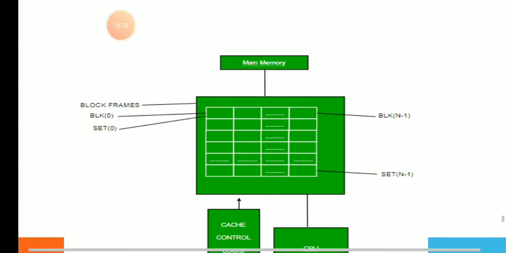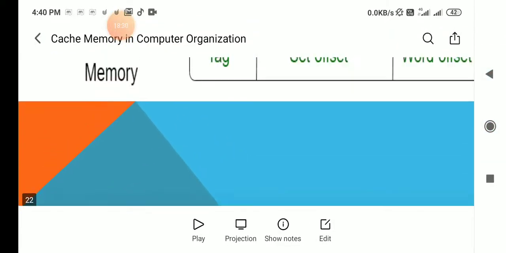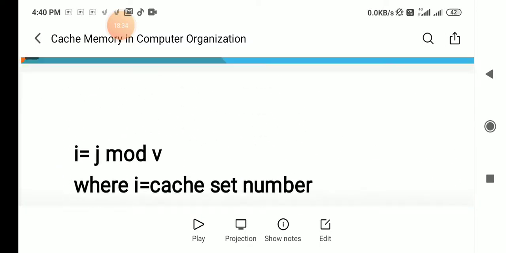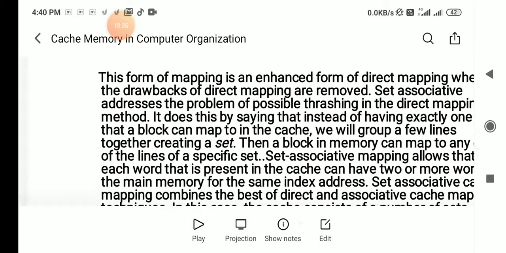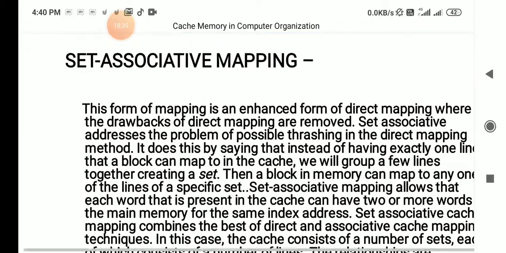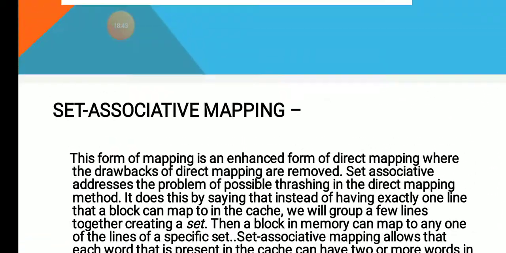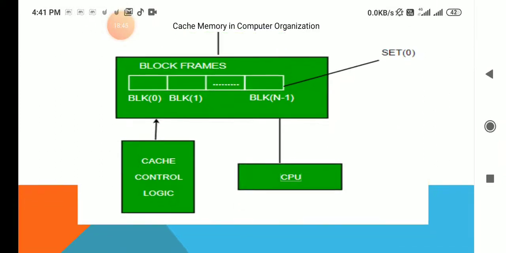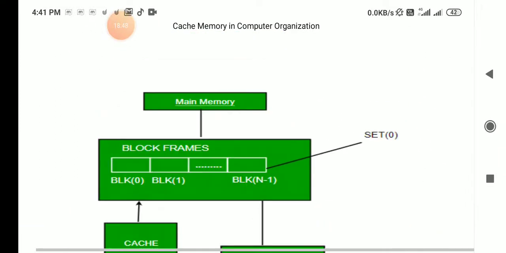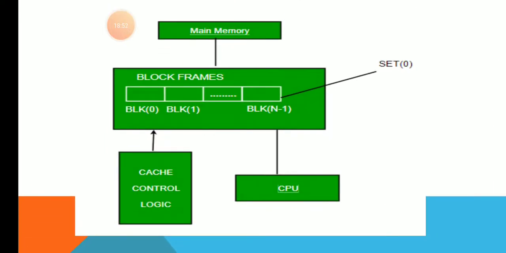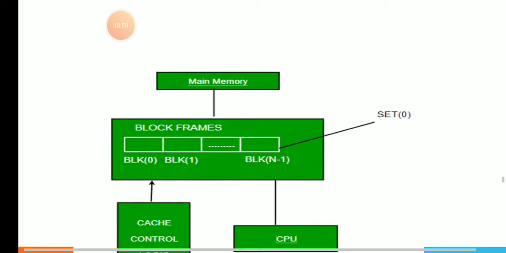Next one, associative mapping. They have not given the diagram but you can represent it very easily. This is the diagrammatic representation of associative mapping. Main memory, set 0, you can map any block to any of the lines. So that is associative.